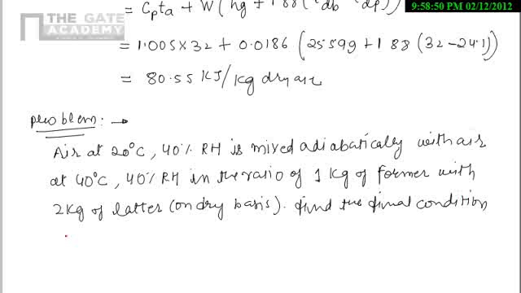So this problem is basically based on adiabatic mixing of streams. So we can apply the formula related to adiabatic mixing of streams. In that problem we have to use the psychrometry chart. By psychrometry chart we can find out the specific humidity for both the streams. So first of all, find the specific humidity. So I am solving this problem here.